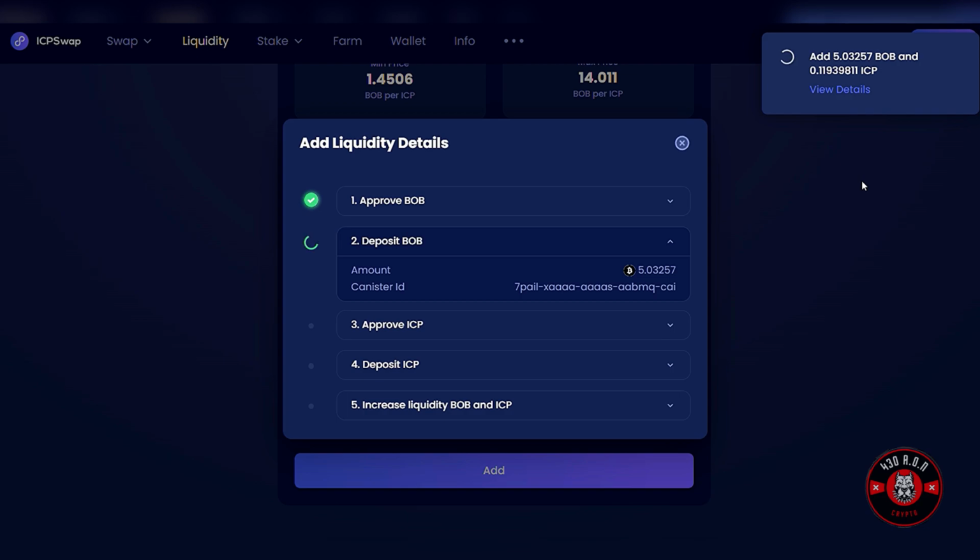And yeah, guys, increasing liquidity on our Bob/ICP liquidity pairs. That's what this video is all about. 430 AON Crypto, trying to keep y'all updated with A1 Alpha Web3, and that's what we're gonna continue to do every single day, guys.